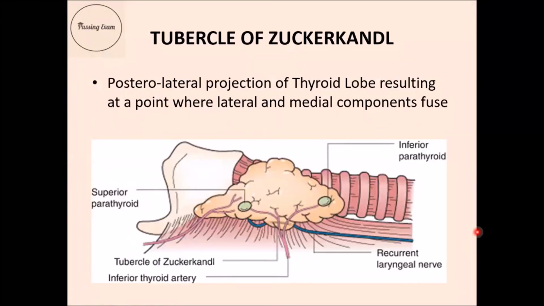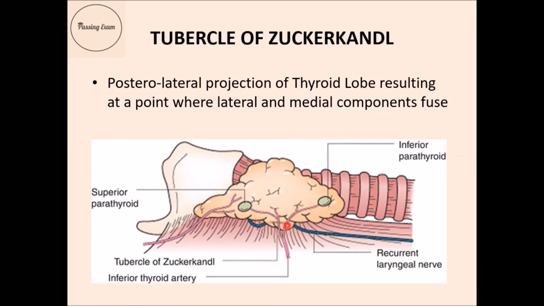And this is the last slide. This is again a very important Viva question, that what is tubercle of Zuckerkandl and what is the significance of tubercle of Zuckerkandl? So actually, tubercle of Zuckerkandl is the posterolateral projection of thyroid lobe, resulting at a point where lateral and medial components of the thyroid gland fuse. So you can see this projection of the thyroid gland is called tubercle of Zuckerkandl.